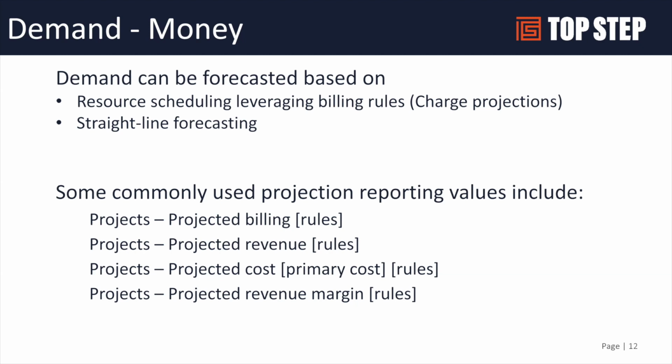The other method that OpenAir gives you is something called straight line forecasting. The benefit of straight line forecasting is it doesn't require billing rules, bookings, or assignments to exist for you to be able to forecast. It just takes the data inside the project, takes the budget, and multiplies it across a time period. We'll show you in detail what that looks like in the next couple of slides.